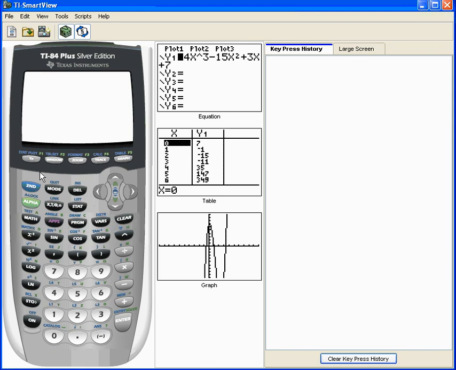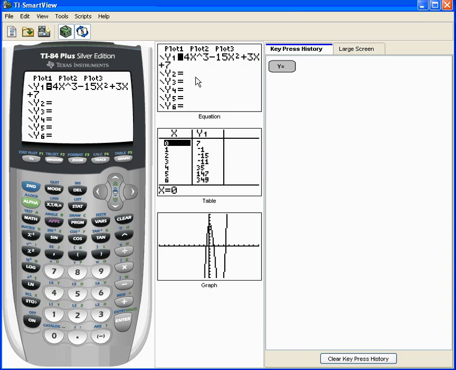Alright, welcome to the TI SmartView computer simulator that mimics our TI-84 calculators. I'll be talking you through graphing a polynomial that doesn't factor easily and has more complicated zeros. I've typed it in already to save a little bit of time. You can see it's 4x to the third minus 15x squared plus 3x plus 7.